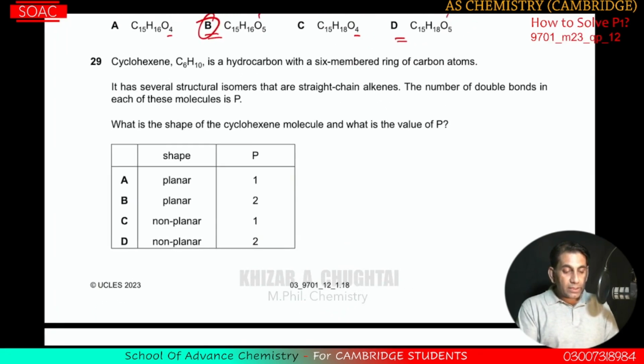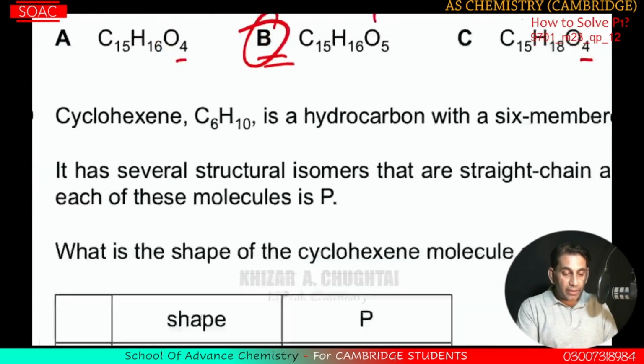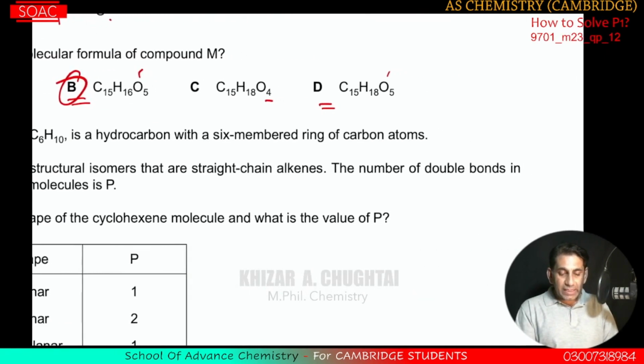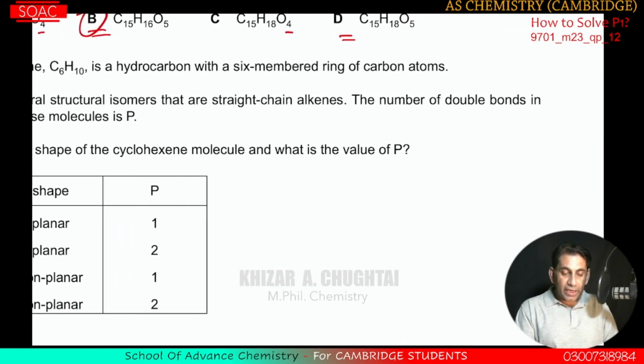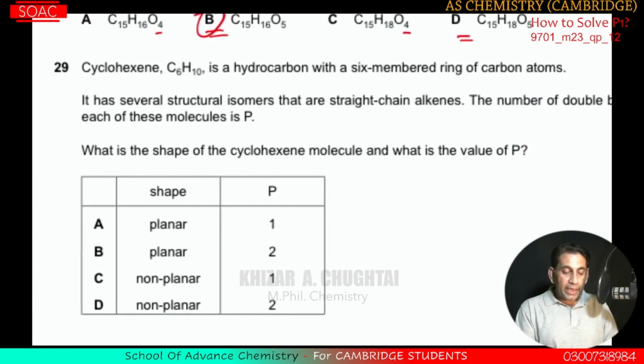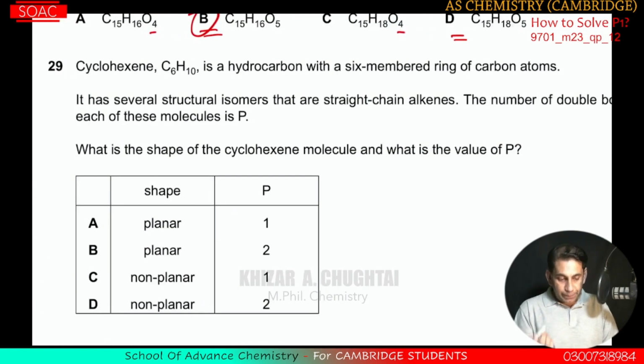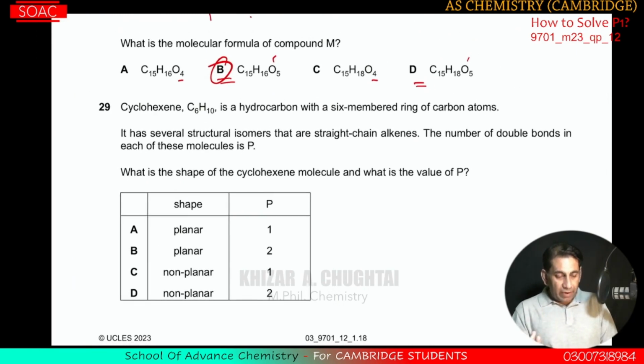Question number 29. Cyclohexene, C6H10, is a hydrocarbon with a six-member ring of carbon atoms. It has several structural isomers that are straight-chain alkenes. The number of double bonds in each of these molecules is P. So P is the number of double bonds in the molecules that are alkenes, not cycloalkenes. What is the shape of the cyclohexene molecule? Number 1, shape. And the second thing, what is the value of P?